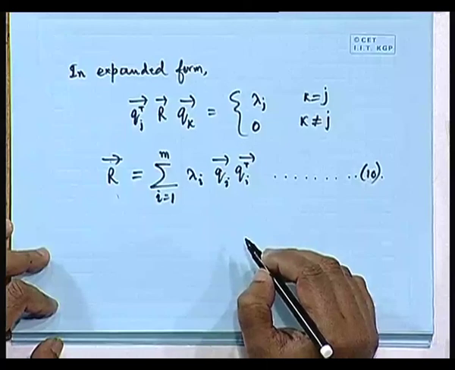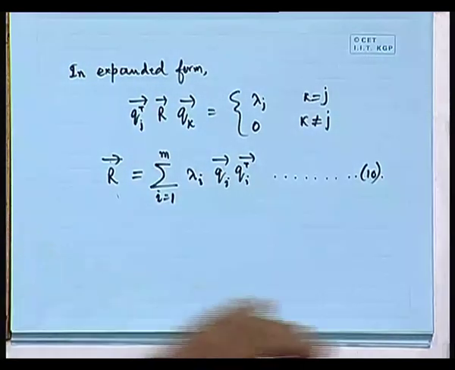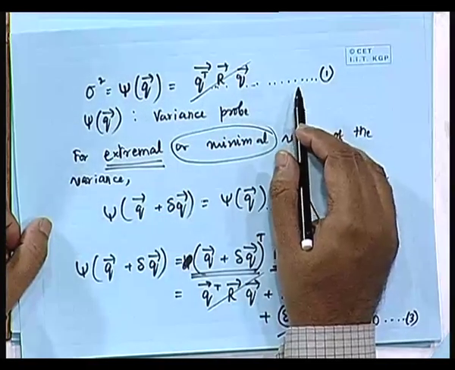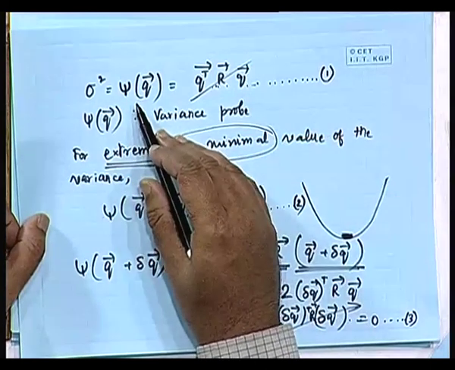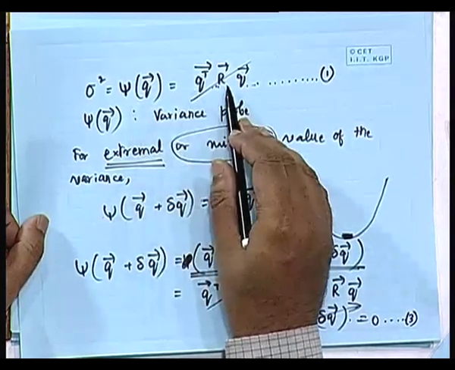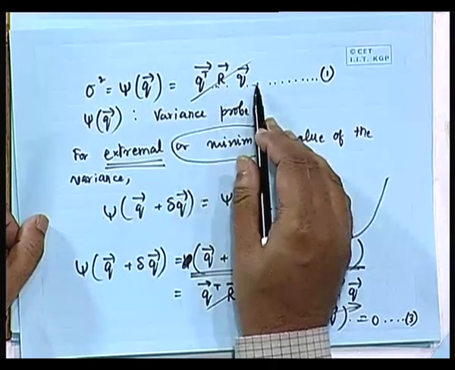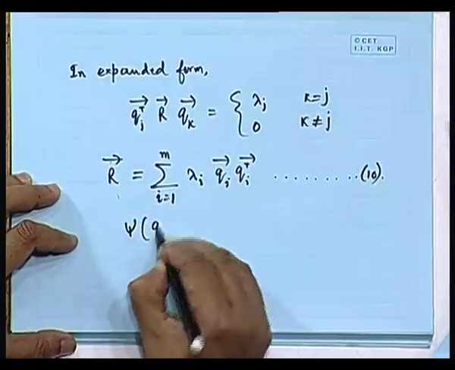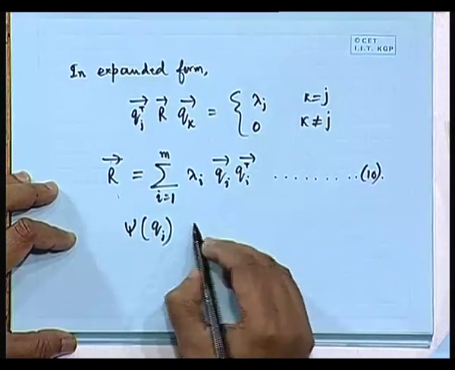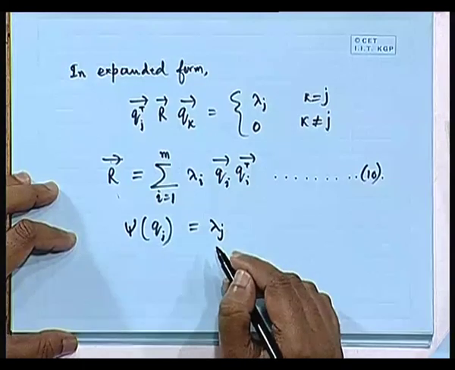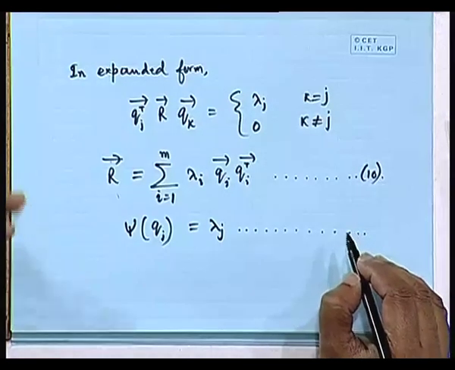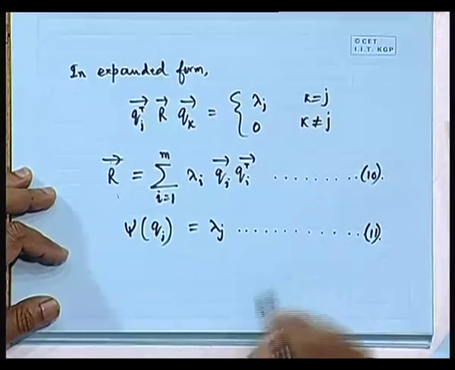One thing which you can see is that from equation number 1 that we had got, psi of q is equal to q transpose R q, and q transpose R q is equal to what? It is equal to lambda j. So, we also find here that psi of q j, which are the variance probes, is equal to lambda j. So, the variance probes that we have got are actually the eigenvalues of the correlation matrix. So, this is another important relation.